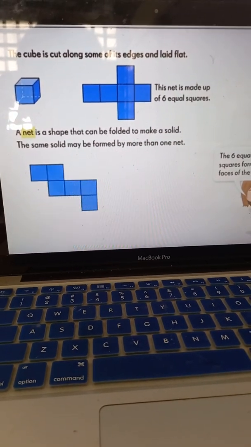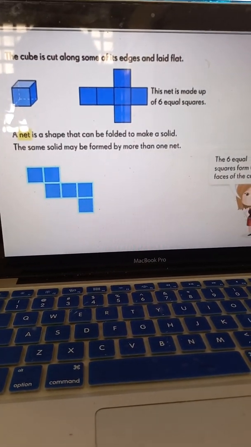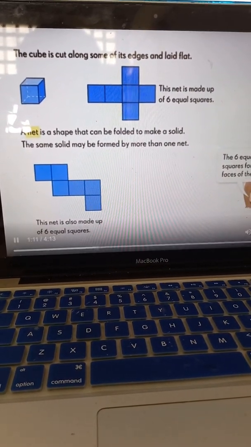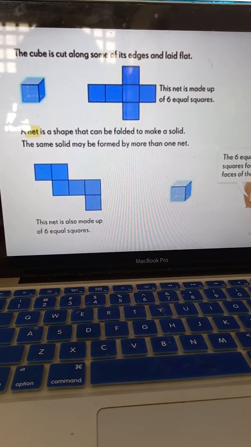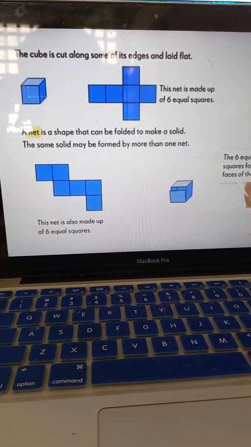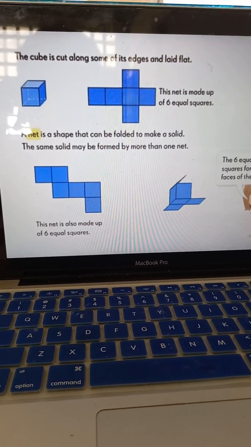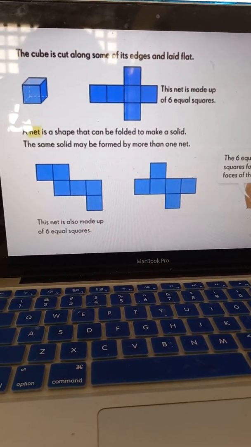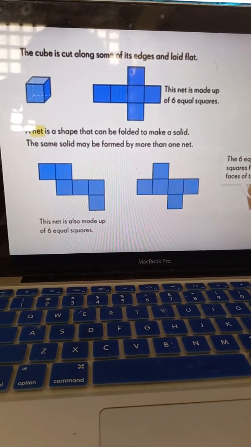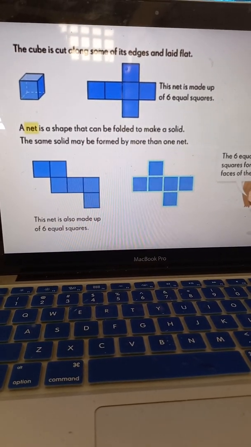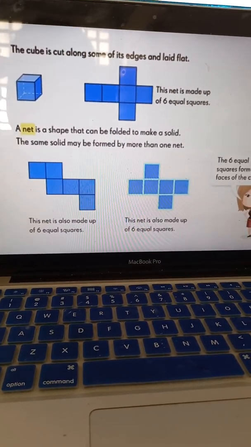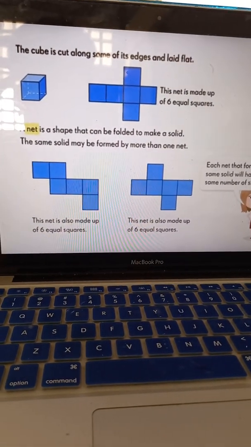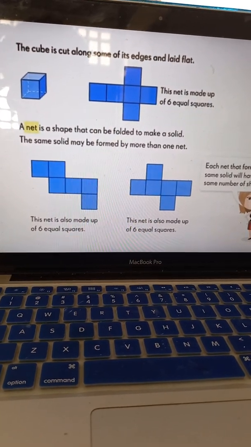This is another net of a cube. It is also made up of 6 equal squares. This net can also be folded to form a cube and is also made up of 6 equal squares. Each net that forms the same solid will have the same number of shapes.